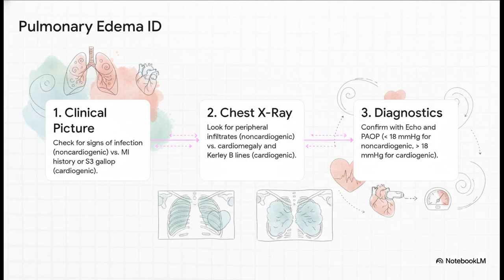A normal-sized heart with fluffy infiltrates out in the peripheries suggests leaky capillaries. A big, baggy heart with central batwing edema and curly B-lines, that's classic heart failure. And if you're still not sure, advanced monitoring gives you the final answer. A low pulmonary artery occlusion pressure, under 18, with good LV function means it's the lungs. A high pressure, over 18, with a failing left ventricle means it's the heart.